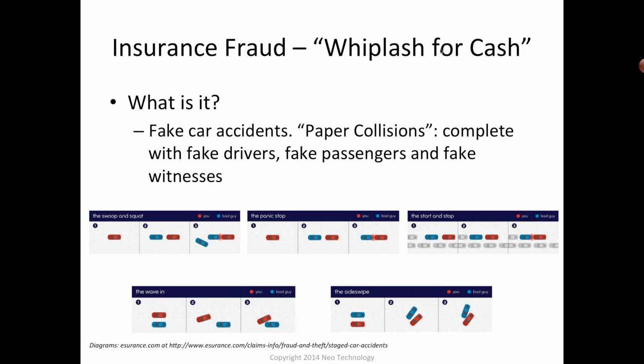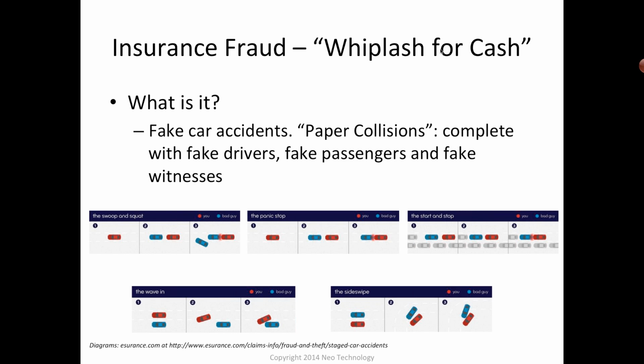Whiplash for cash is something that is very effective because indeed soft tissue injuries are very hard to detect. They can be very painful and very debilitating, and it's very difficult for doctors to really understand if it's a true legitimate pain or if it's something that is invented. So whiplash for cash and paper collisions. Paper collisions are accidents that never happen other than in the insurance papers.